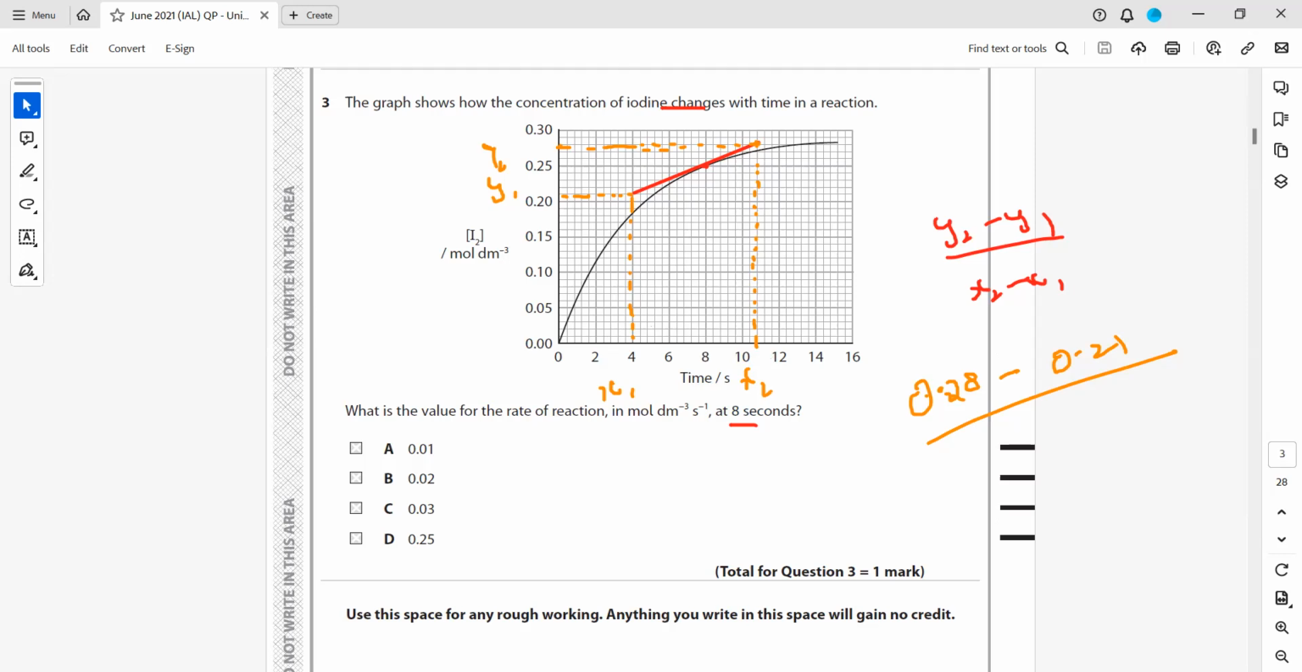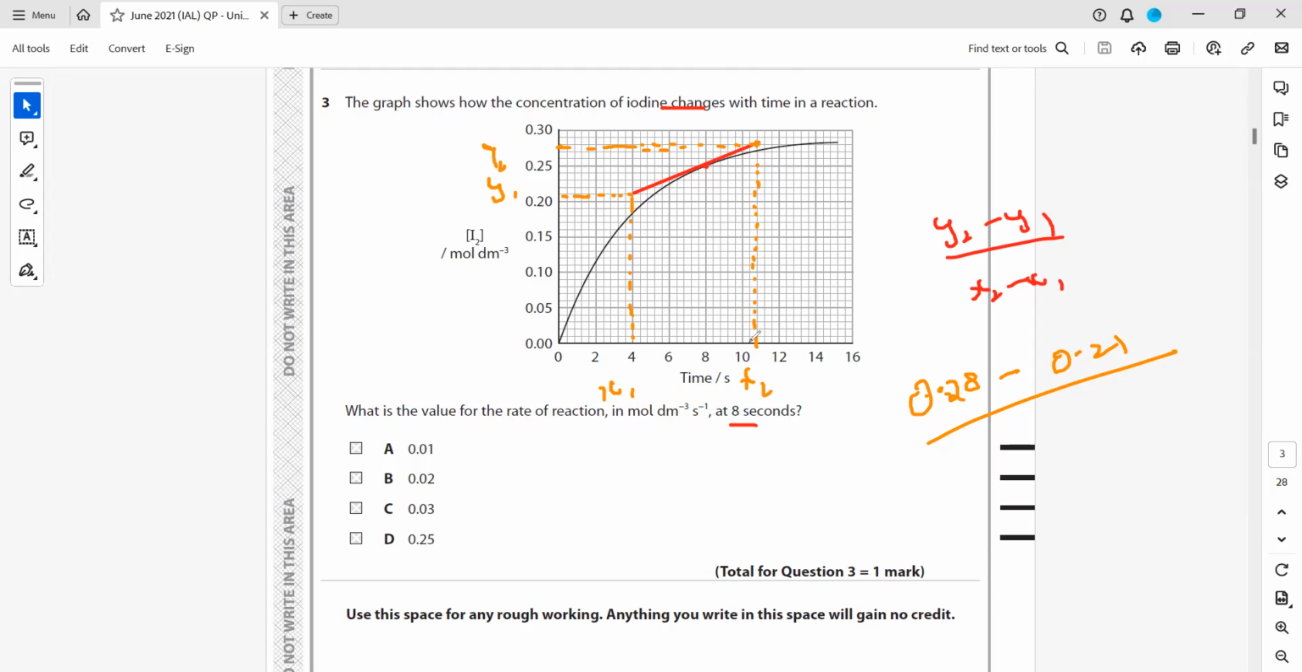No, you cannot divide 0.25 by 8, because to work out the rate at a specific time, you have to find a gradient. You cannot get the rate by just dividing concentration by time. If it was a straight line, then only it could be done. But in this case, you cannot. You have to draw a tangent to find the rate at a specific point and find the gradient of the tangent.